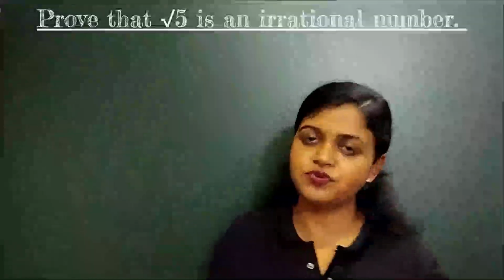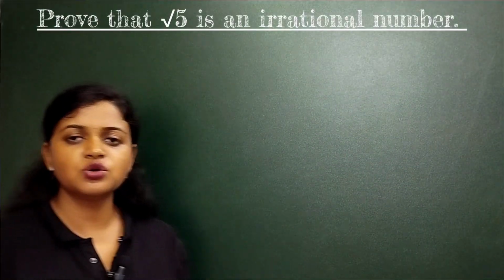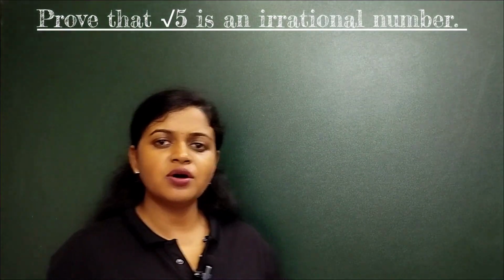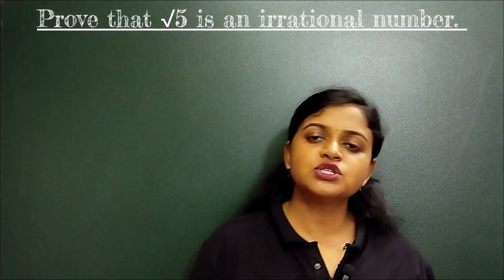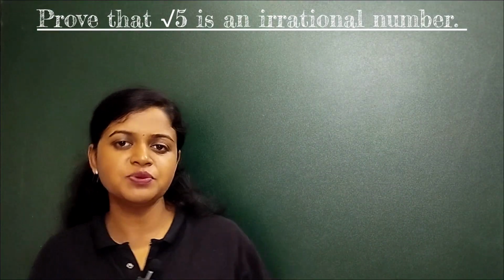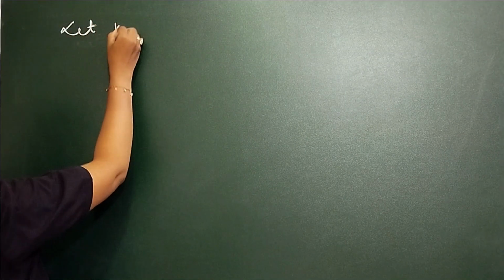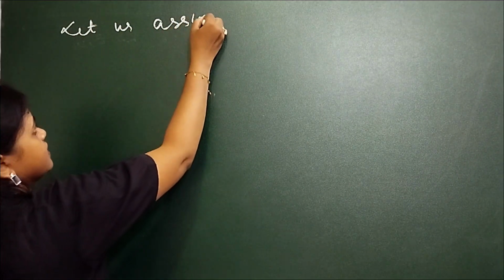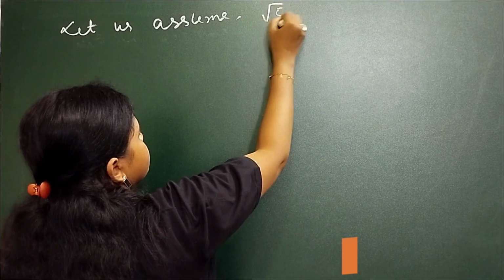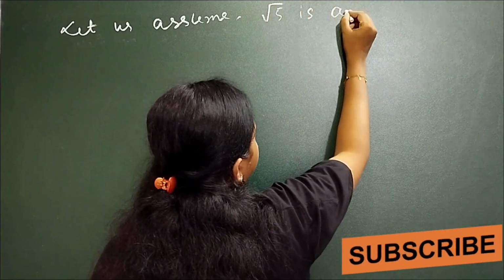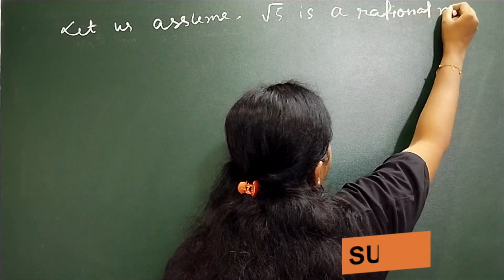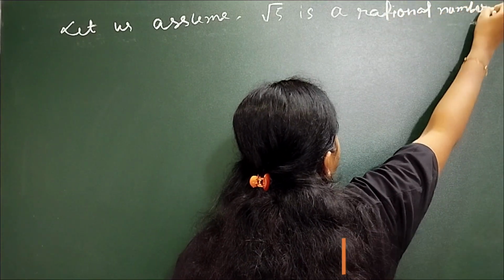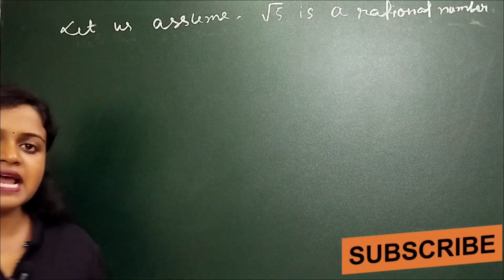Let's start this proof. Root 5 is an irrational number, so we are going to prove this by the contradiction method. To prove it irrational, we assume that root 5 is a rational number. So let us assume that root 5 is a rational number.